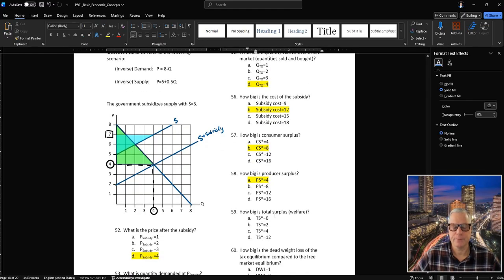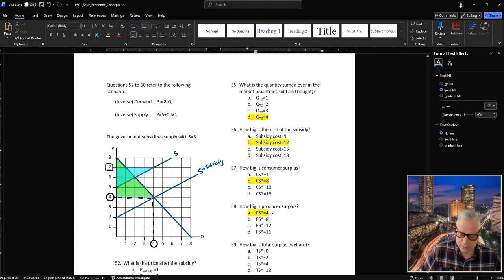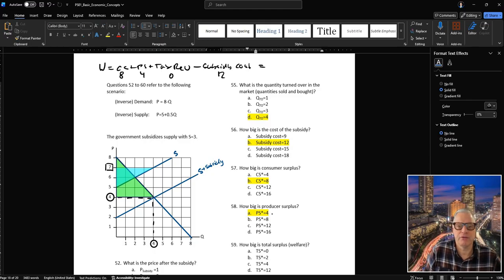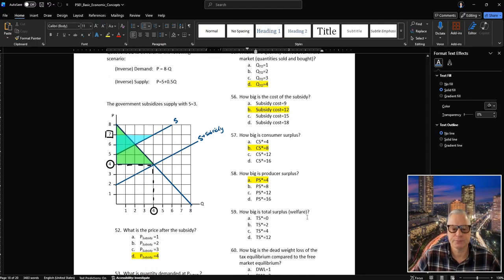So now we said total welfare is consumer surplus plus producer surplus plus tax revenue, which we don't have, minus the subsidy cost. And this consumer surplus was 8, producer surplus was 4, tax revenue we don't have, and the cost of the subsidy is 12. So we have no welfare whatsoever. Total surplus is 0.